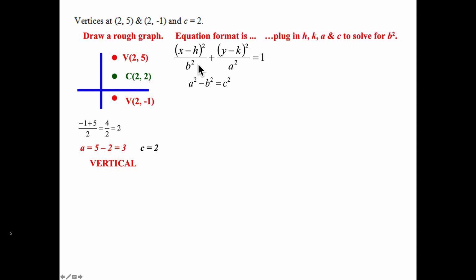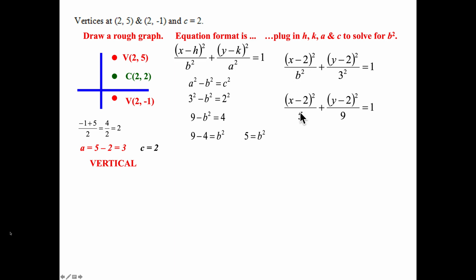And then we'll just find our b squared by using the Pythagorean theorem. 9 minus b squared is equal to 4. Subtract the 4, add over the b squared. That's going to give us a 5. So underneath the (x minus 2) squared, we have 5. Underneath the (y minus 2) squared, we have the 9. And there's our equation.